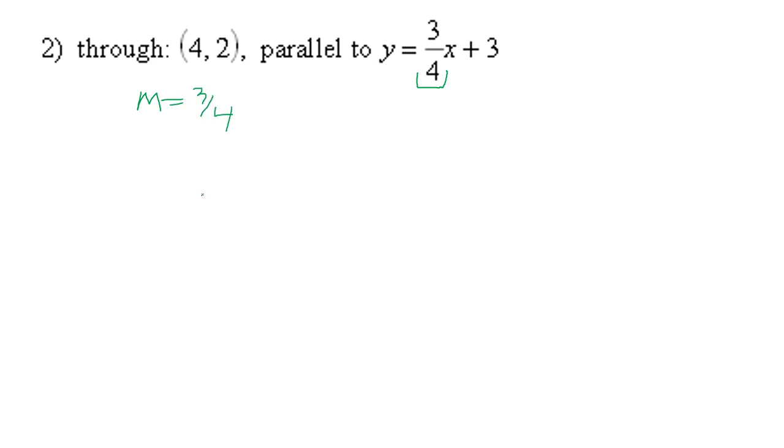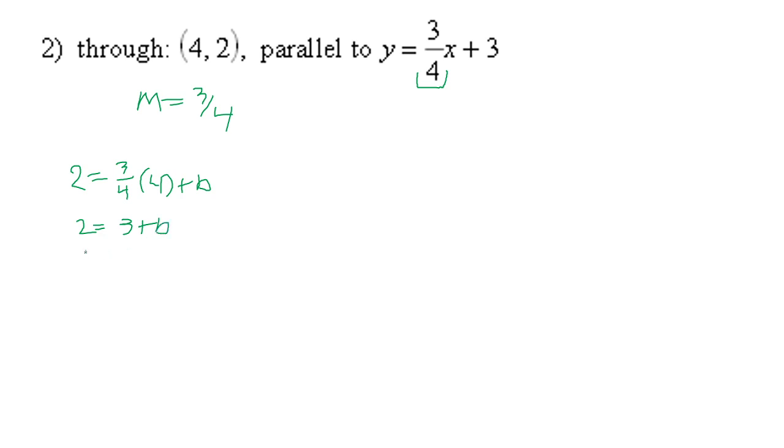From there we plug in our y and our x's. So 2 equals 3 over 4, which is our m, times our x, which is 4, plus b. Solving for b: 2 equals 3/4 times 4. The 4's cancel out, and we're left with 3 plus b.